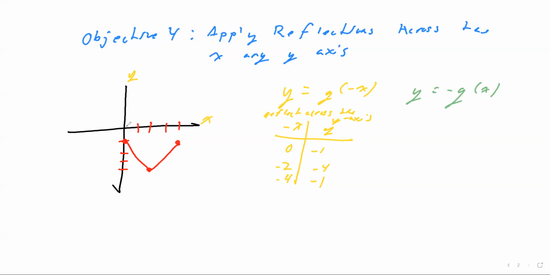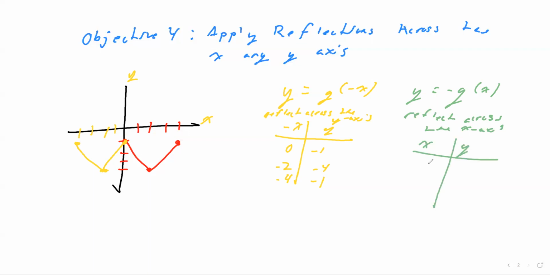So when I graph it over here, I go 0, -1, which happens to still be there. Then I have -2, -4, which is now here. So that's the reflection of this point. And now I have -4, -1, which will be the reflection of this point. So this is my best drawing there, but that is the reflection if the negative's inside. If the negative's on the outside, then I'm affecting the y value. So I should be reflecting across the x-axis.